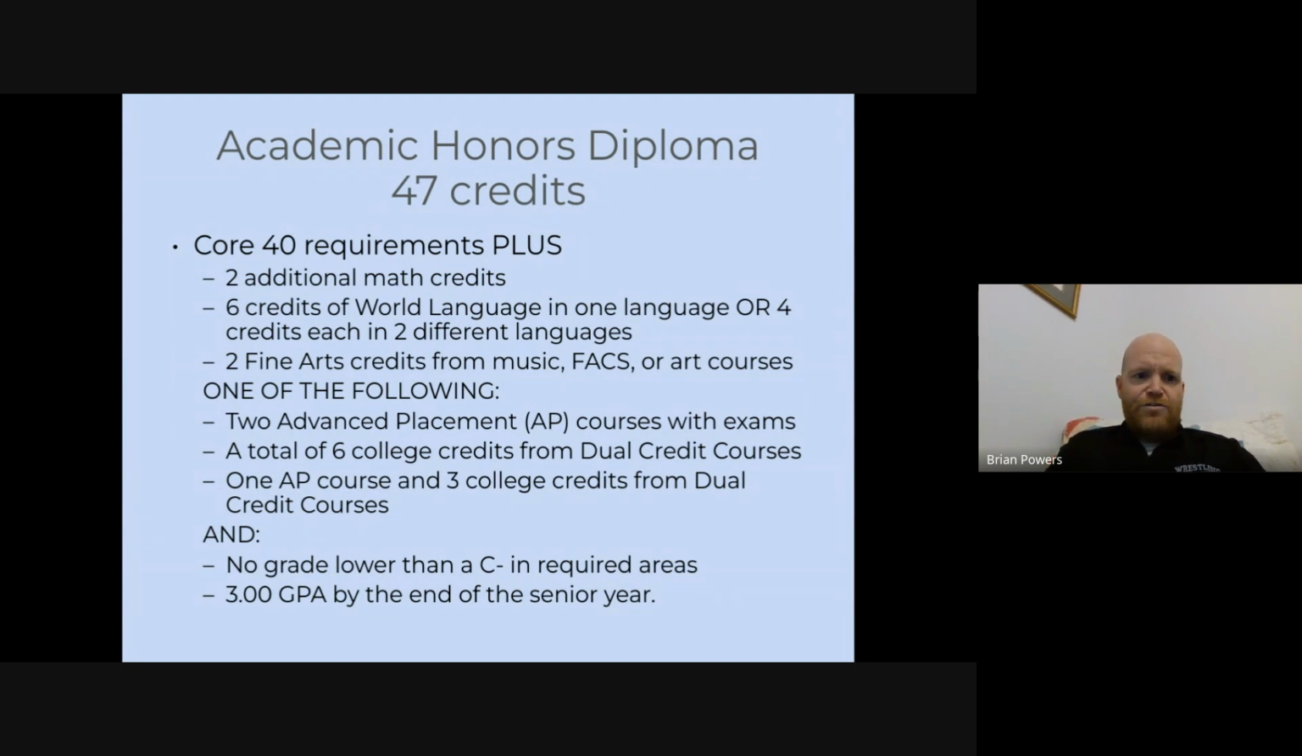Additionally, they would have to do 6 credits of world language in one language. We offer Spanish, French, and Japanese. If they just took 3 years of that, then they would be good, or you can take 2 years of 2 different foreign languages. They could potentially be done after their junior year if they start their freshman year. We do have dual credits, so high school and college credits, for Spanish as well, and that's something they could look into.